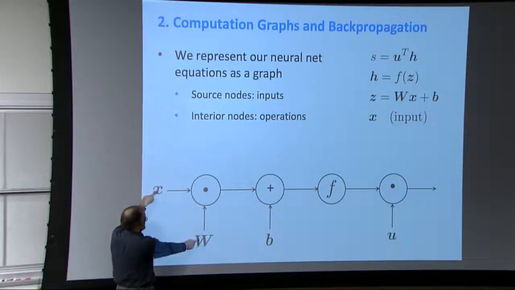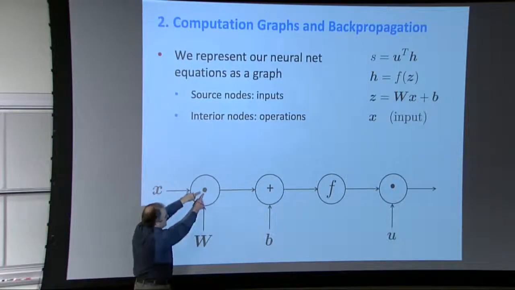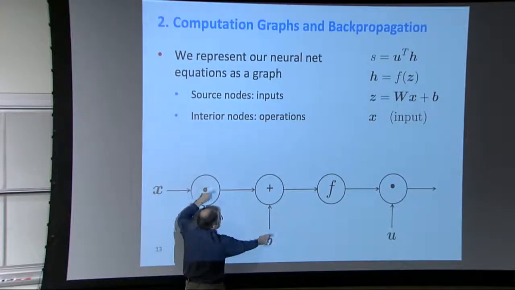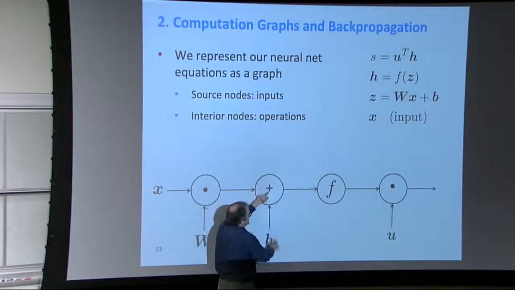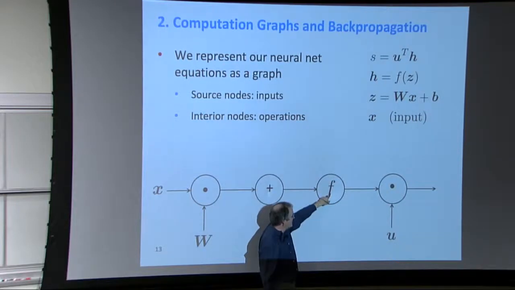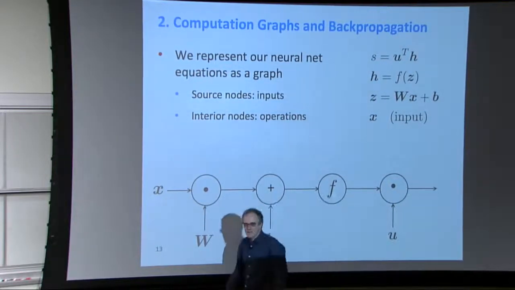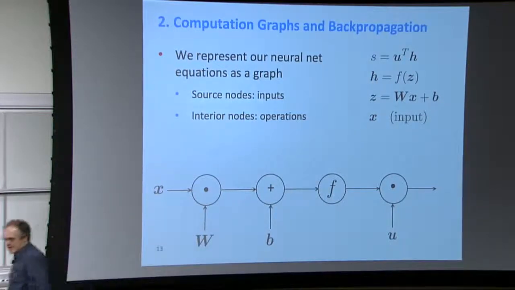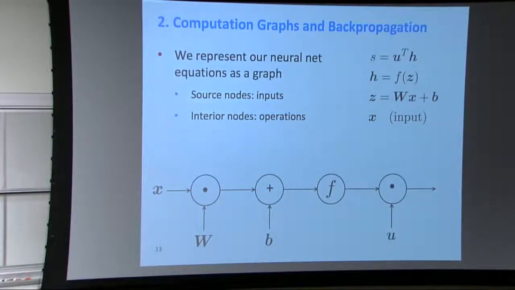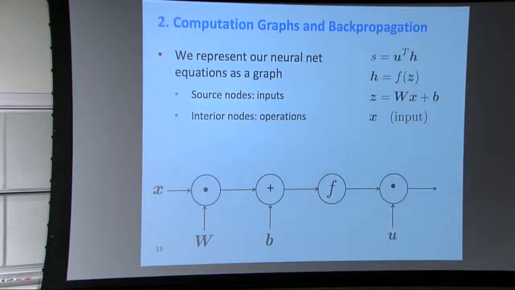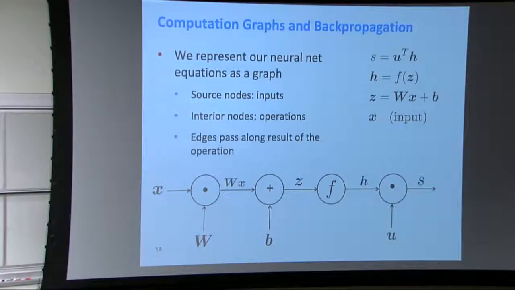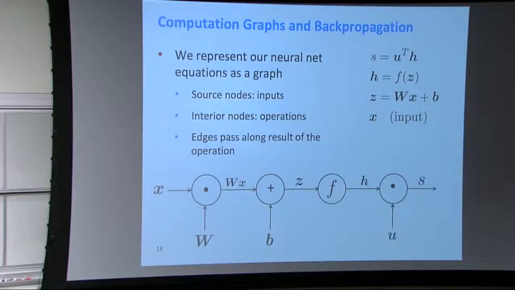So we've got the x and w variables, we're going to multiply them. There's the b variable, we're going to add it to the previous partial result. We're going to stick it through our nonlinearity f, and then we're going to multiply it by u. And that was the computation that we're doing in our neural network. So the source nodes are inputs, the interior nodes of this tree are operations, and then we've got these edges that pass along the results of our computation.